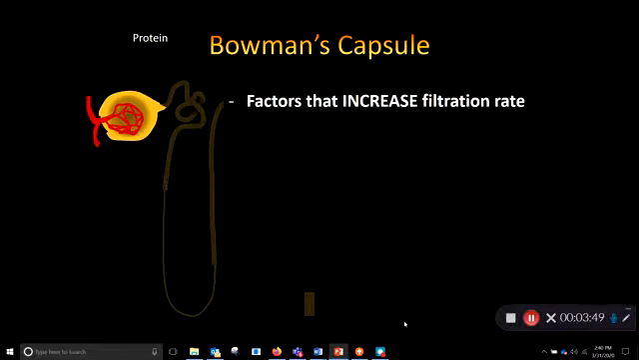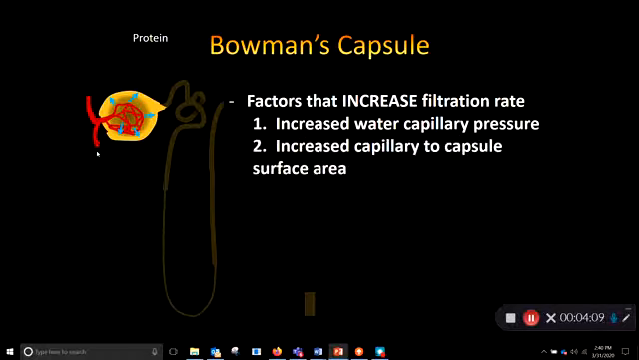So, things that increase the filtration rate. Number one is increased capillary water pressure, aka do you have low blood pressure or high blood pressure? Are these arterioles constricted at certain points? Do they force more water out? What have you. If there's a higher blood pressure, you're going to have a lot more filtrate. Also, the amount of surface area those capillaries have. If you have more surface area, there are more places water can leak out.